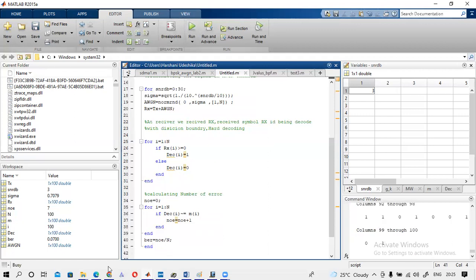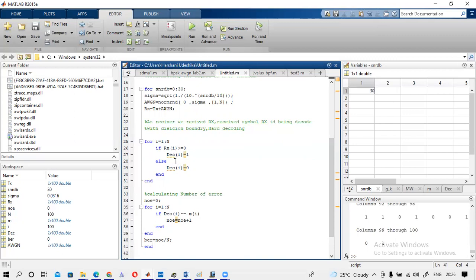Now you can see that we will have some snr value, and so we will have some answer. So the program is running. But the problem is that you can't plot, because you don't have the snrdb array, only an snrdb value. The values should be 0 to 30, and you also need the corresponding bit error rate.